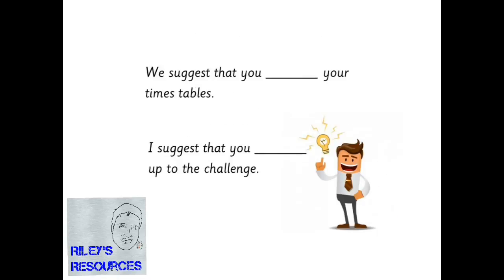Let's start with some examples where we use subjunctive form to talk about suggestions. We suggest that you something your times tables. Well, you need to learn them, don't you? We suggest that you learn your times tables. And the second one, I suggest that you something up to the challenge. Oh, I suggest that you face up to the challenge. So if you think about it, you're using a present tense verb here, after a suggestion.